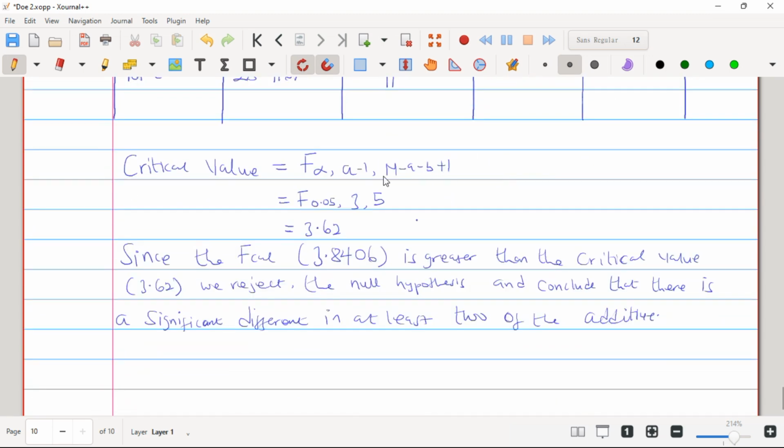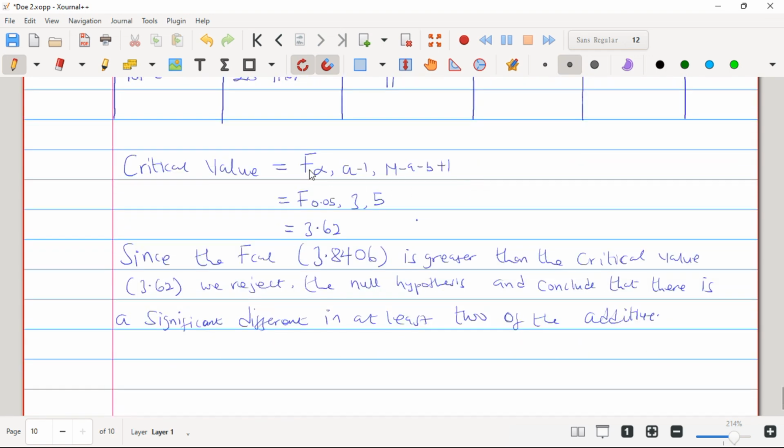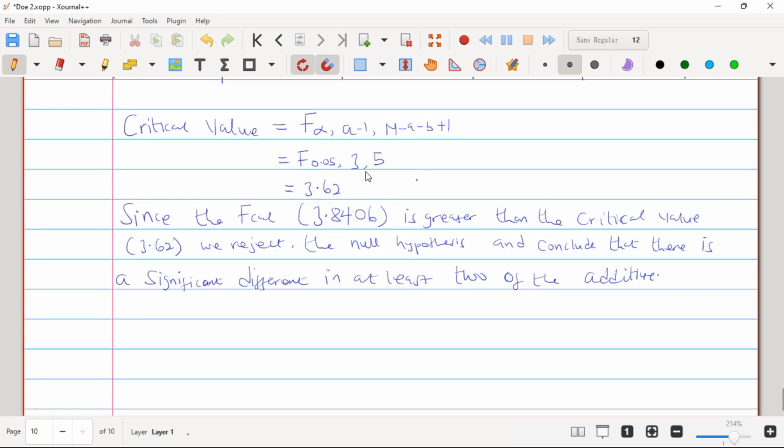So here our critical value will be alpha. This is how you find your critical value, right? This is what F calculated. This is how you find your critical value. This is F alpha, comma the treatment, comma the error, the degrees of freedom for the treatment and the error, right? So this is how it works.